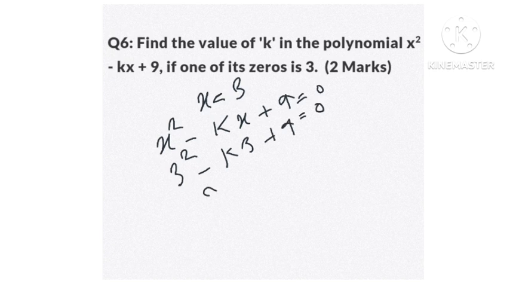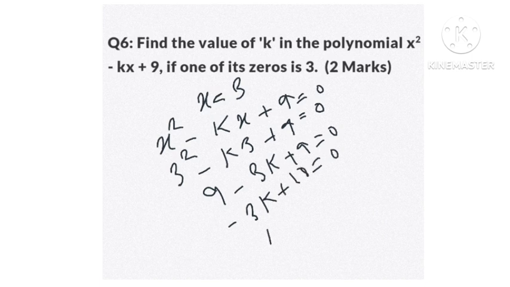So 3 square is 9, minus 3k plus 9 equal to 0. So 9 plus 9 is 18. Minus 3k plus 18 equal to 0. So k is equal to minus 18 by minus 3, which is equal to 6. So our answer will be 6. Okay, so here we have to put the value of x equal to 3.